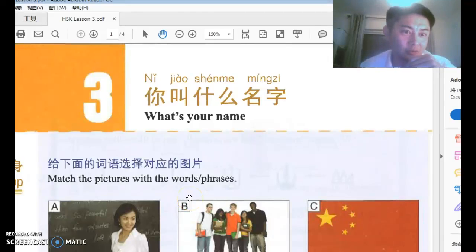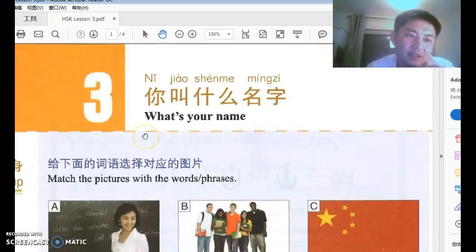Okay, now let's look at lesson 3. 第三课. 第 is something that you put before a number to make an ordinal number. Right? 第三, the third. 课 is lesson. So 第三课, lesson 3. And the title is 你叫什么名字?